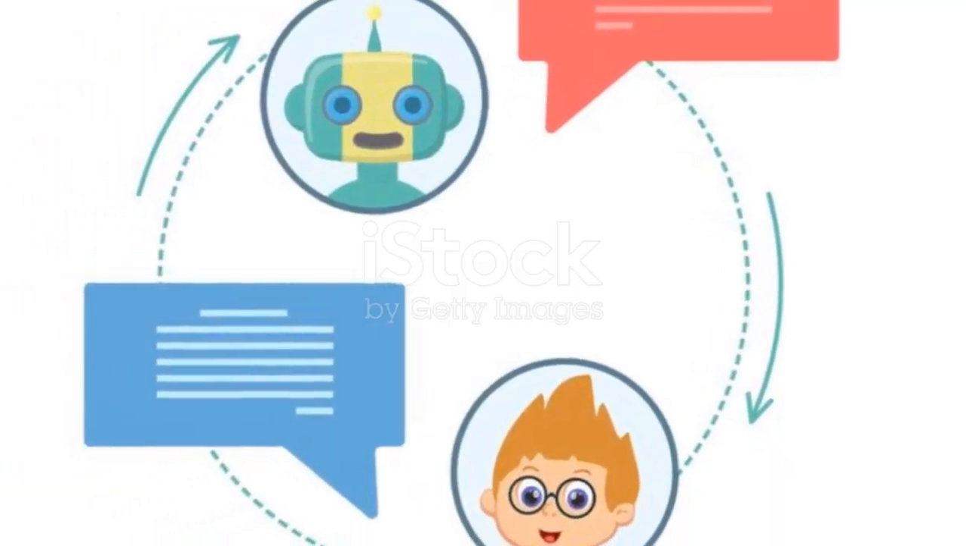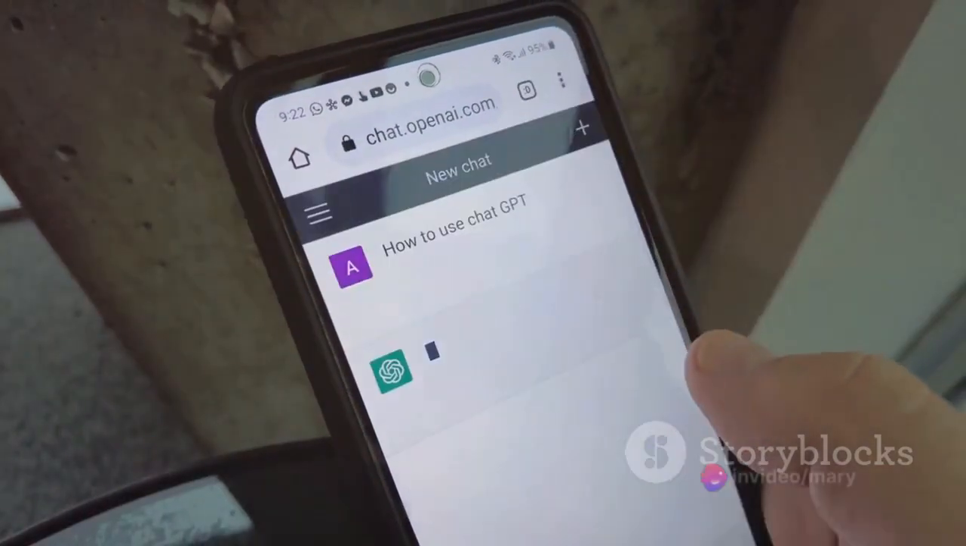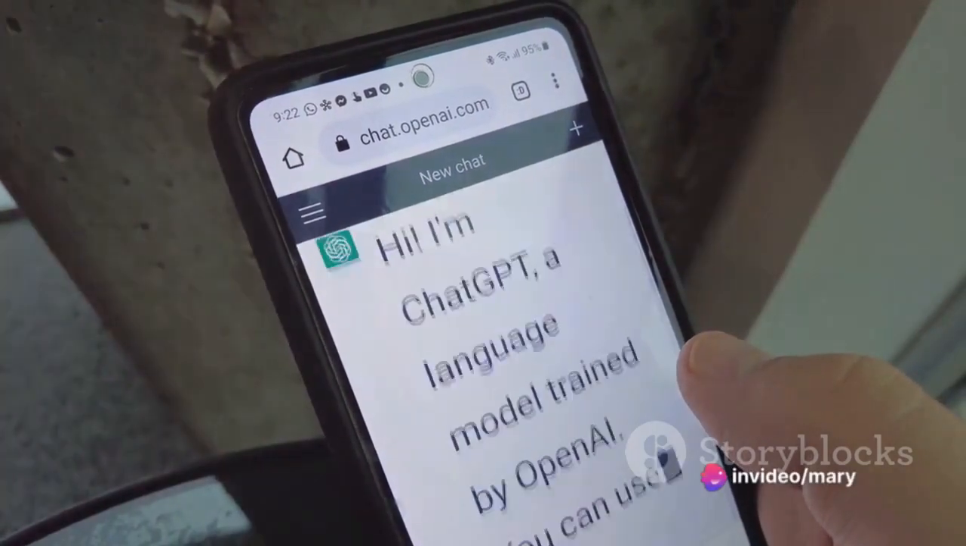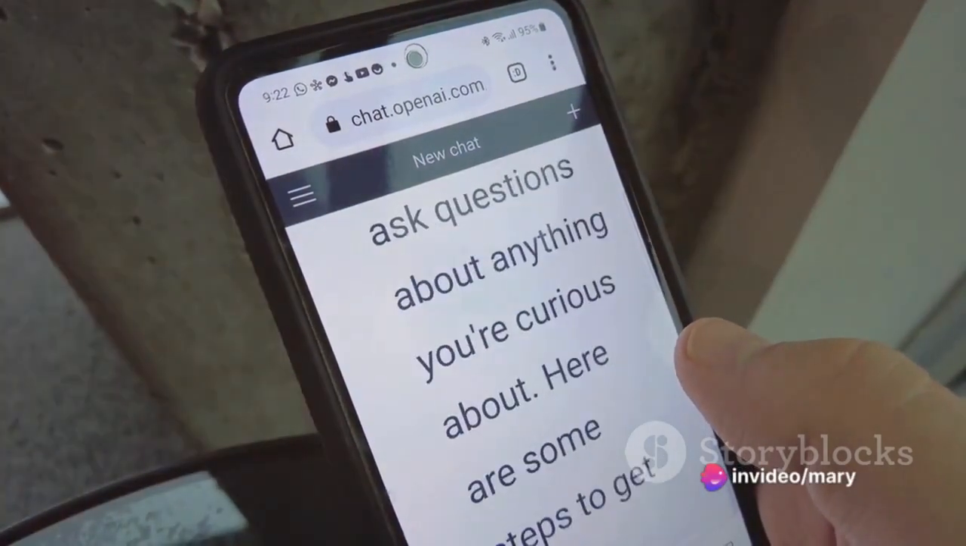This is where dialogue management comes into play. The chatbot maintains the flow of the conversation, keeping track of the history and context, and deciding how to respond based on the user's input.